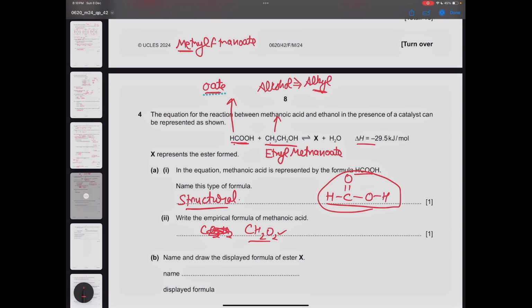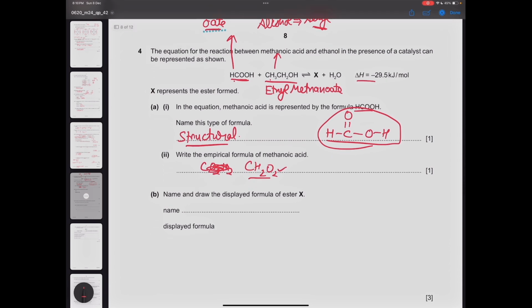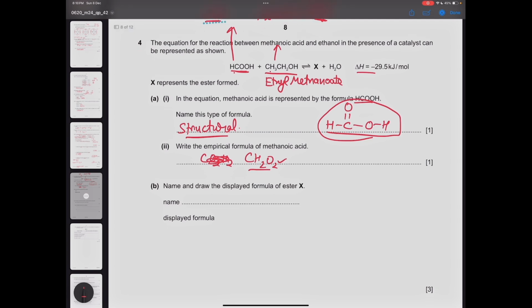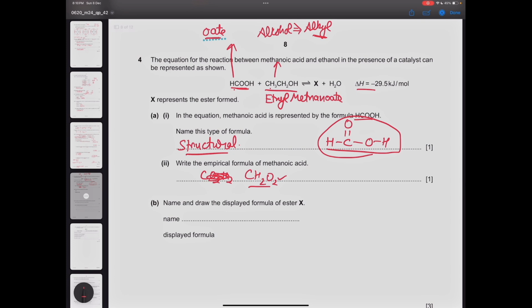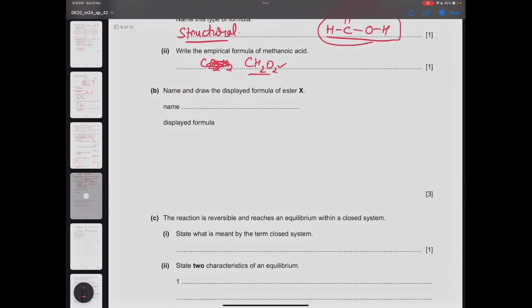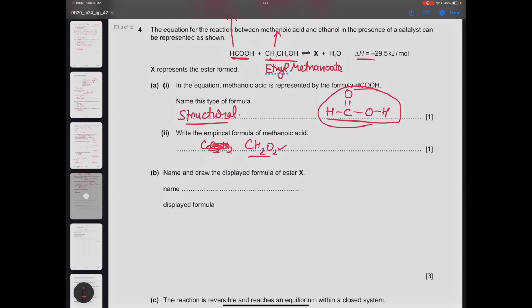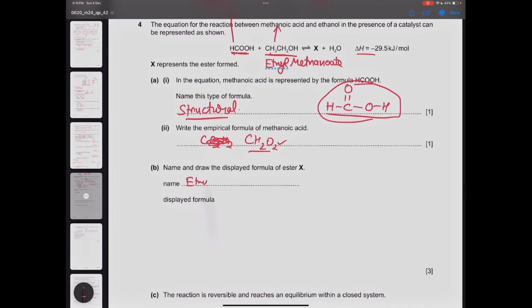All right. I also have a video for this on YouTube. Just make sure to watch it regarding esterification, and I think you will get clear with it. So, oate is given by the acid, and alcohol gives you the yl part. Naming we have already done. So, ethyl methanoate.